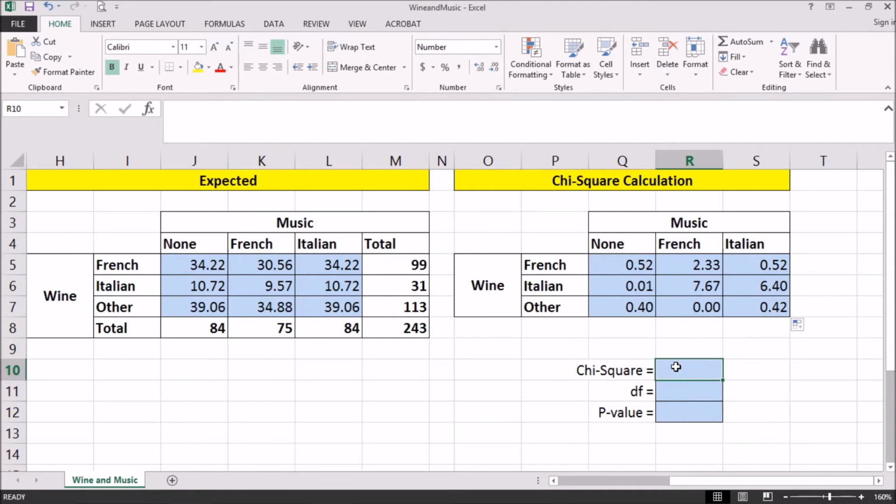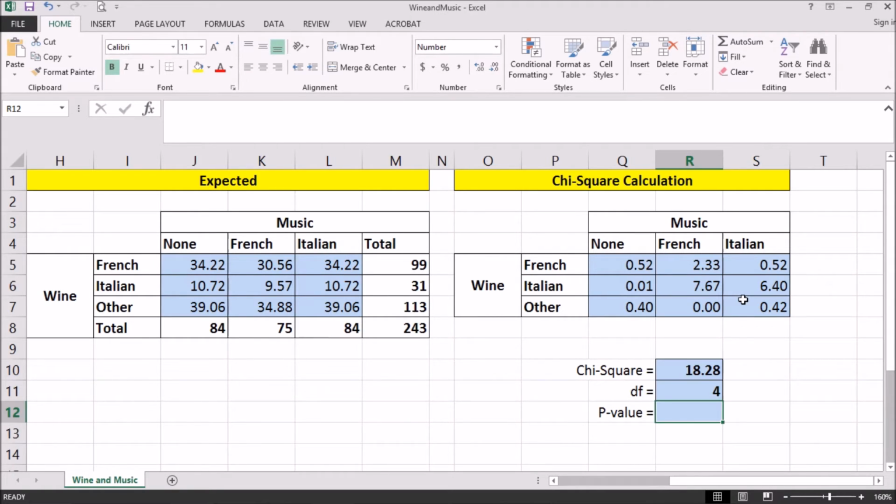Our total chi-square statistic for this test is the sum of all of our individual chi-square statistics. So our overall chi-square is 18.28. Our degrees of freedom for a chi-square is the number of rows minus 1 multiplied by the number of columns minus 1. So we have 3 minus 1 multiplied by 3 minus 1, which is 2 times 2, or 4 degrees of freedom. And in Excel, we can directly calculate the p-value.